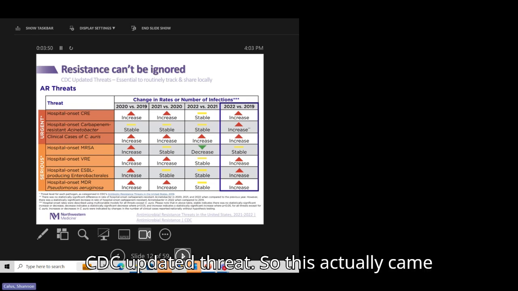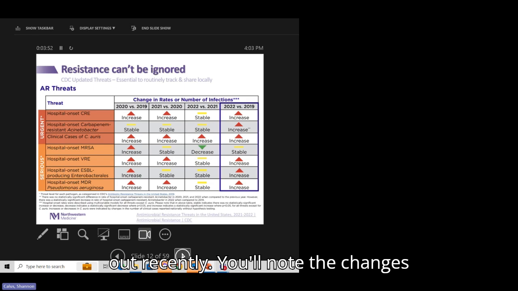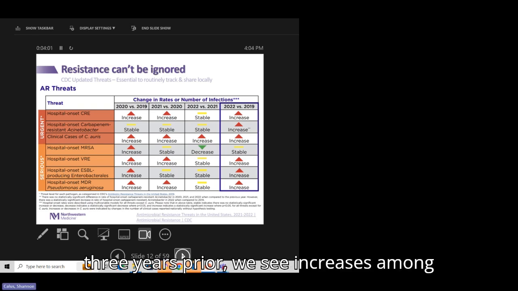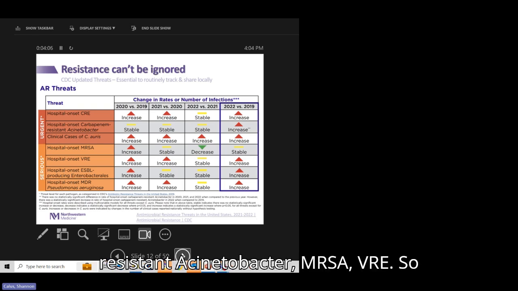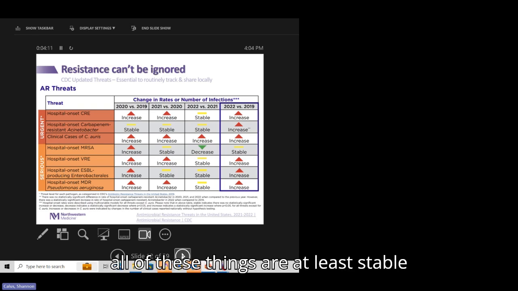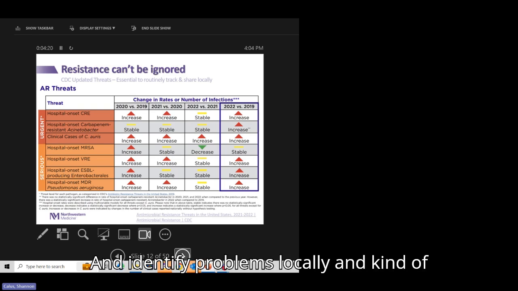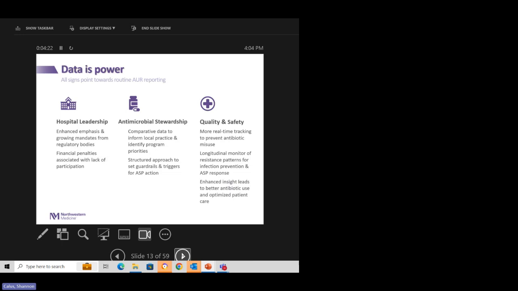This is the CDC updated threat report. This actually came out recently. You'll note the changes from 2022 across the board. Looking back 3 years prior, we see increases among things like our carbapenem-resistant Enterobacterales, carbapenem-resistant Acinetobacter, MRSA, VRE. So all of these things are at least stable or worsening. This is something that we can't ignore. And AUR is one tool that we can use to better track this and identify problems locally and throughout the US and world.